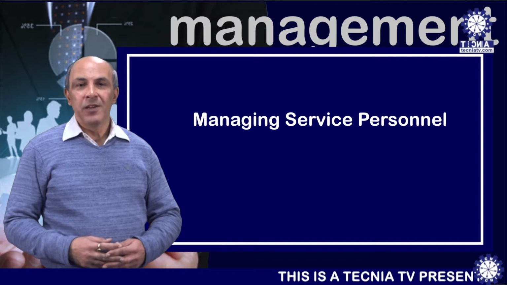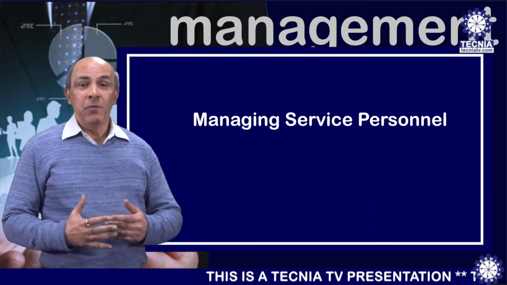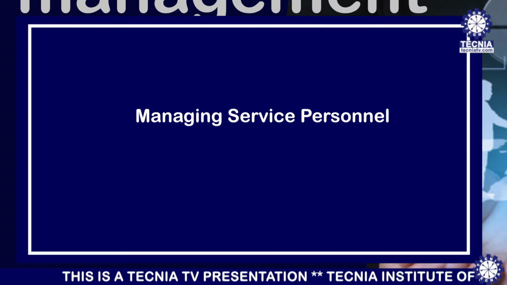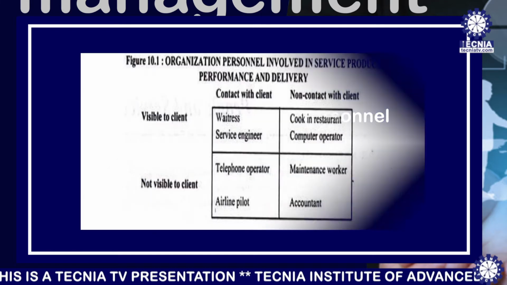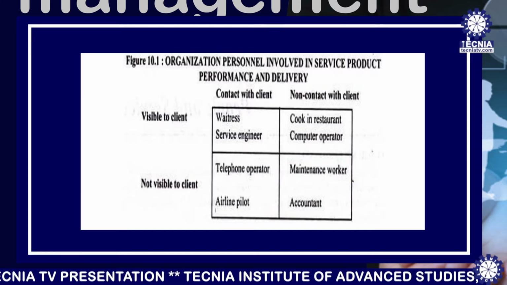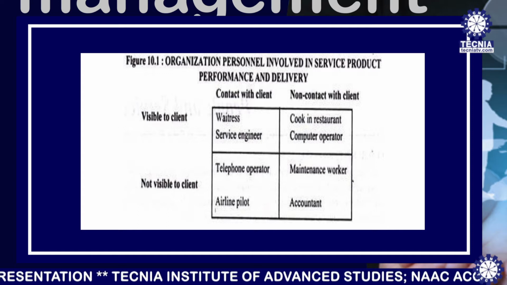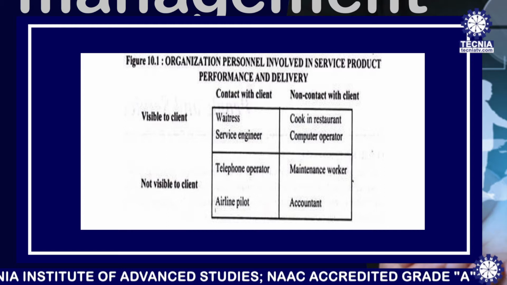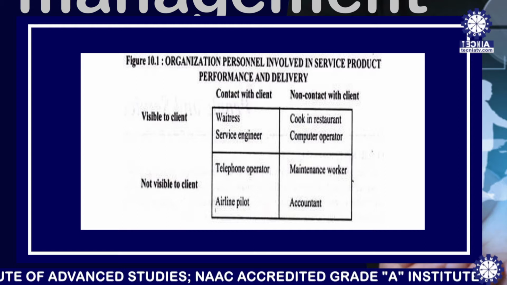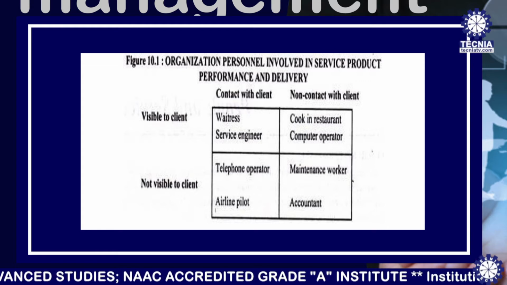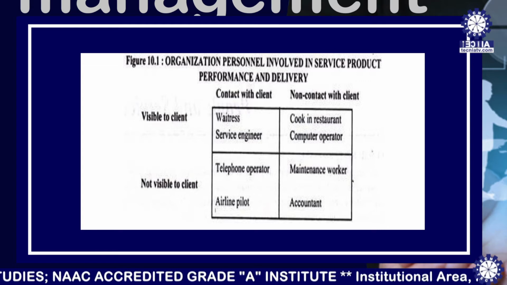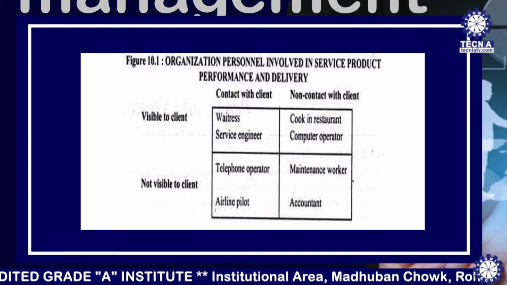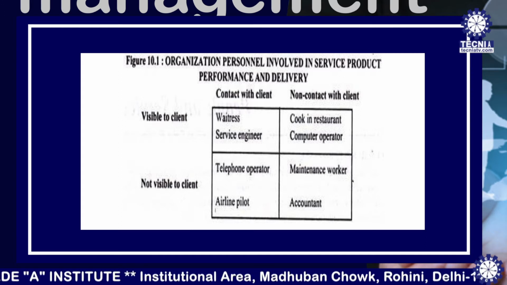Now, when we say managing service personnel, what I mean to say is, since people are involved in delivering the set of services, how do we manage those services? First, I would like to categorize those people into four main categories. The four main categories are: personnel who are visible to us, personnel who are not visible to us, personnel who are not visible yet we are in contact with them, and personnel who are not visible to us and we are not in direct contact with them. These are the four categories of people we deal with in the service industry.